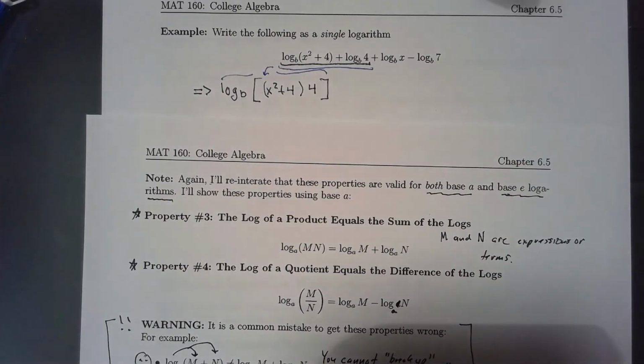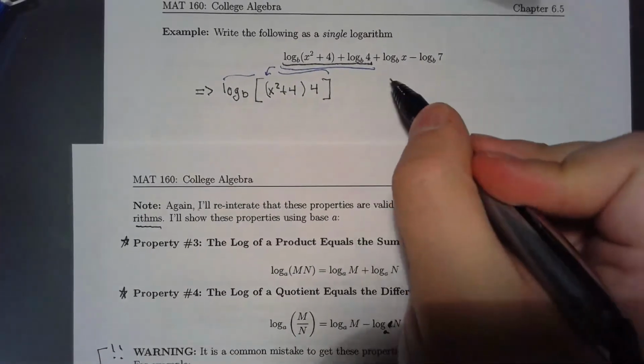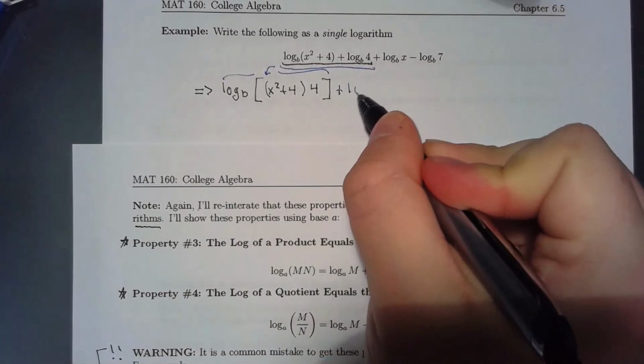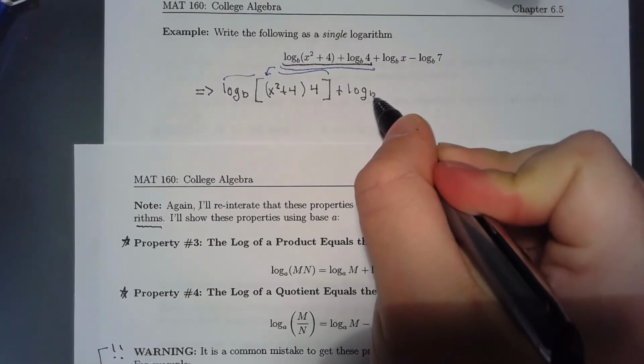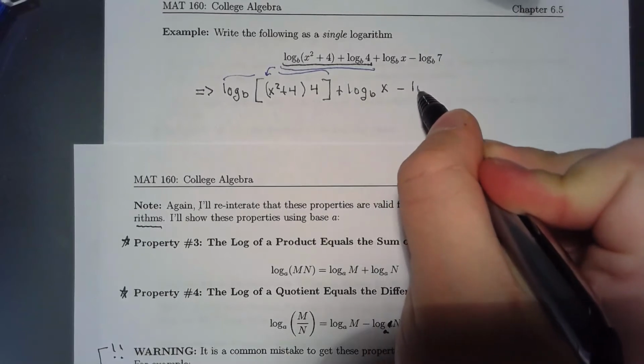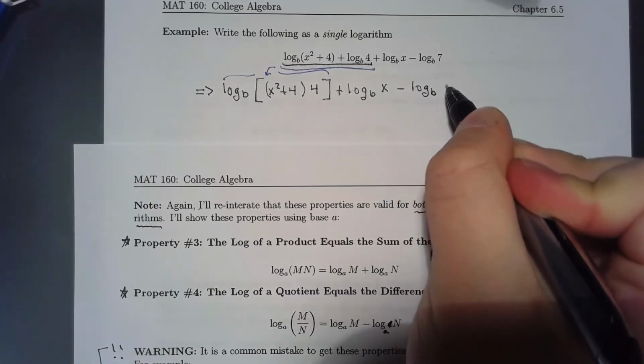All right. Now I have what? I have plus log base B of x minus log base B of 7.